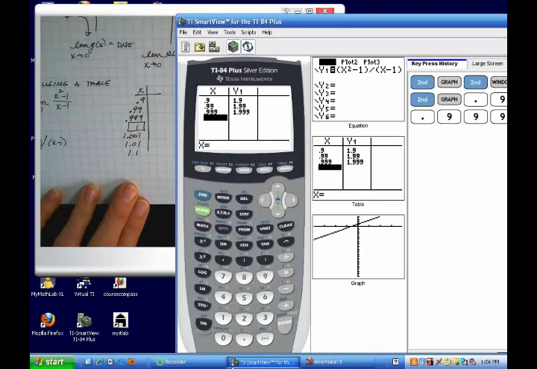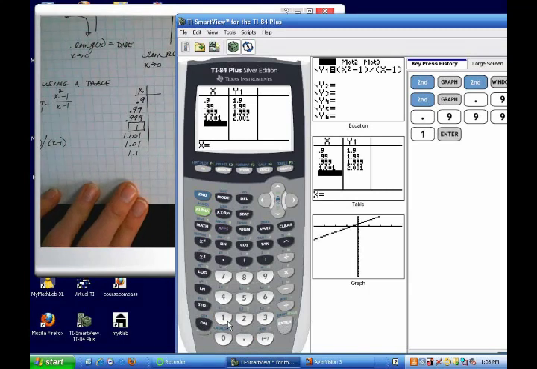So now I'm going to come in from the right side and put in 1.001. That's not too bad. We're still playing with the number 2, right? And then I put in 1.01, and then 1.1.